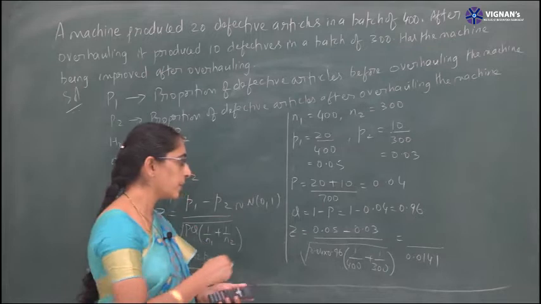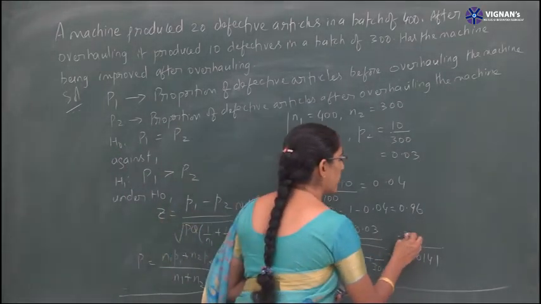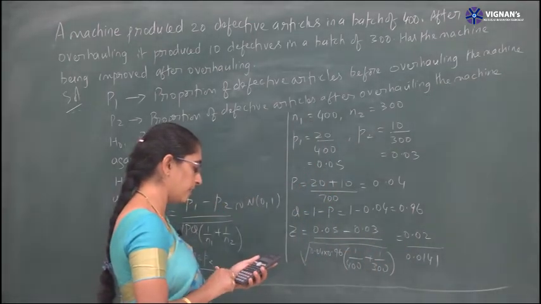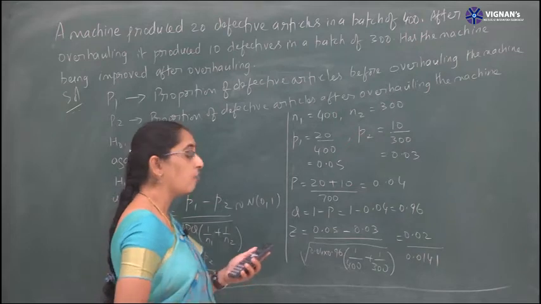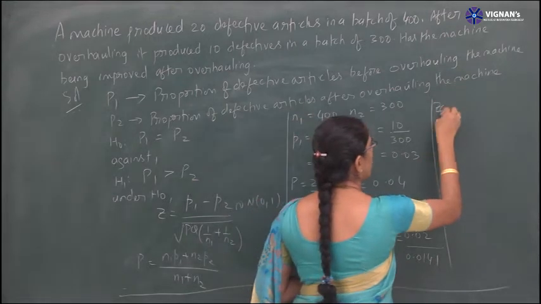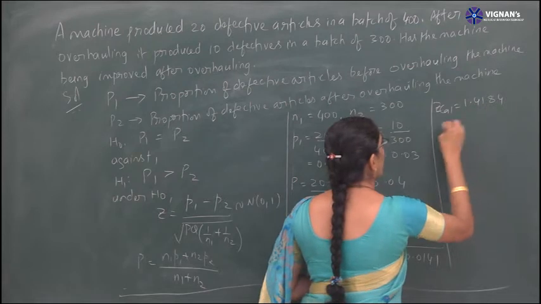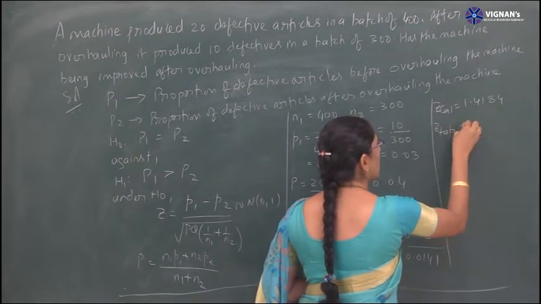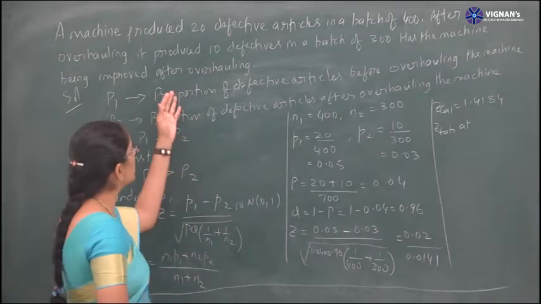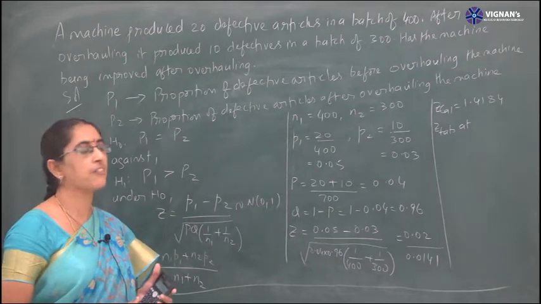Okay, now coming to the numerator here, 0.05 minus 0.03 is 0.02. So the calculated value Z is 1.4184. Now we have to obtain the tabulated value of Z at 5% level of significance, because nothing is mentioned regarding the level of significance. So by default we have to consider it as 5%.